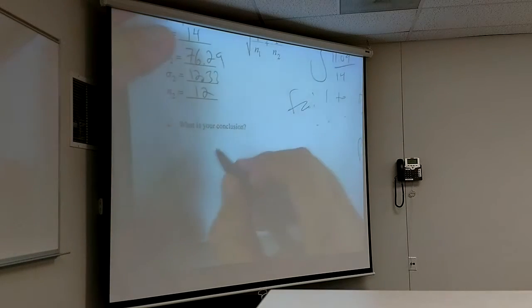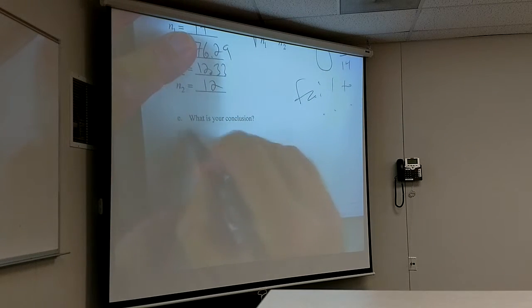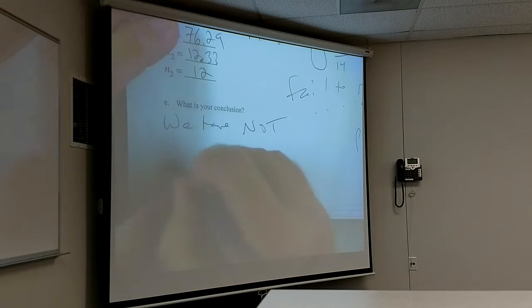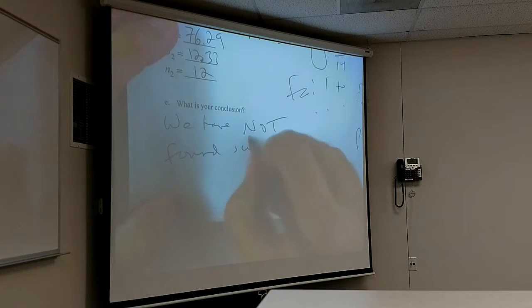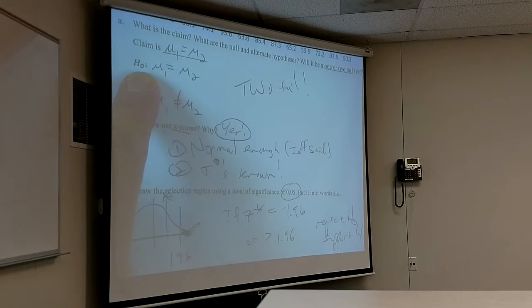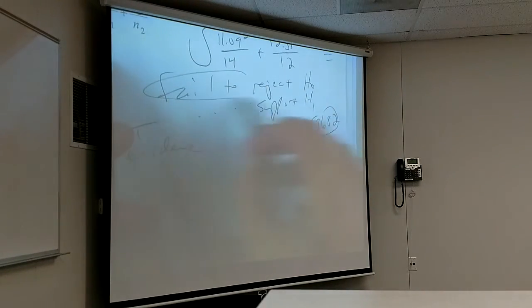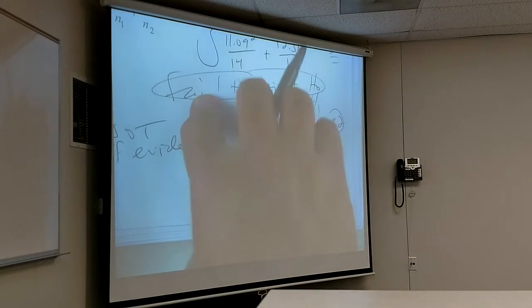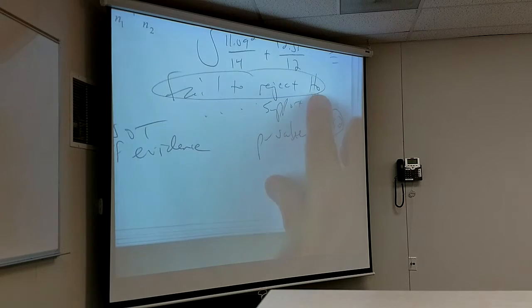What's my conclusion? We have not found sufficient evidence to reject my claim, my H0. So I want to use this language right here. Fail to reject translates into we have not found sufficient evidence to reject the claim.